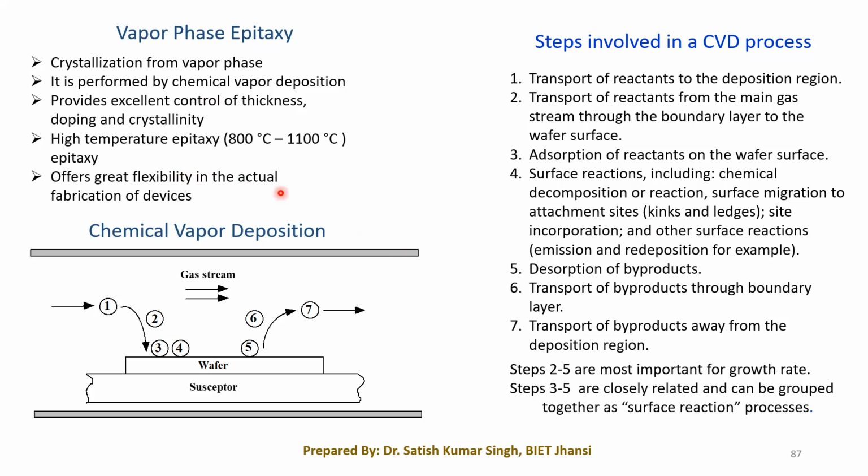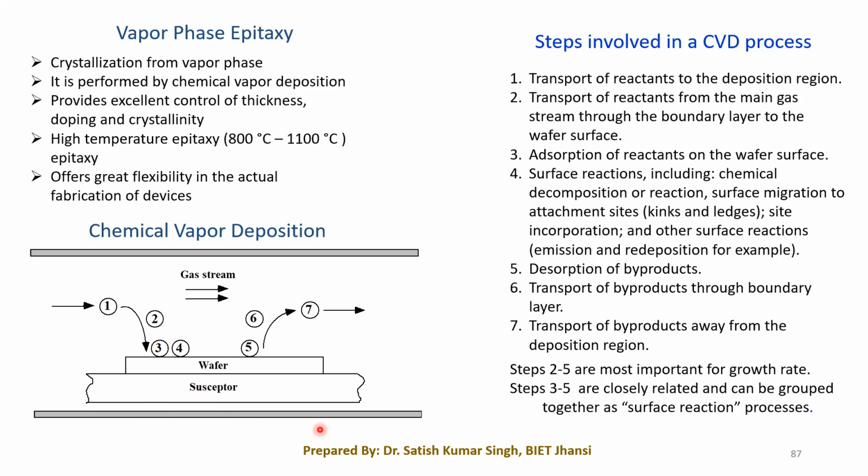First of all, we have to understand the vapor phase epitaxy process, and why it has another name. It is performed by chemical vapor deposition. So vapor phase epitaxy is another name for the chemical vapor deposition, CVD technique. First, we have to understand the various processes by which this epitaxial layer will grow. You can understand that from this picture.